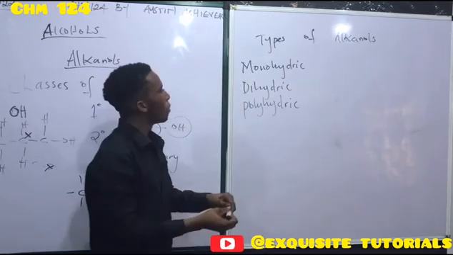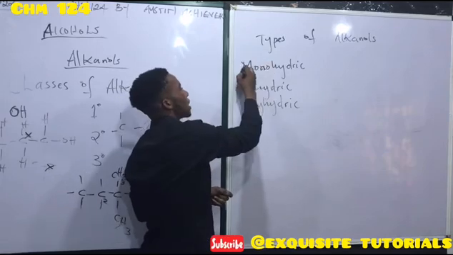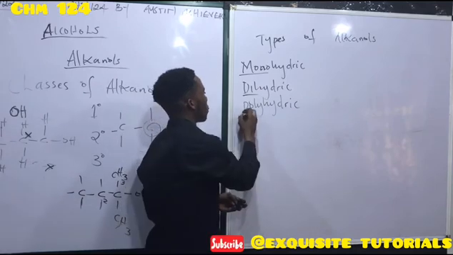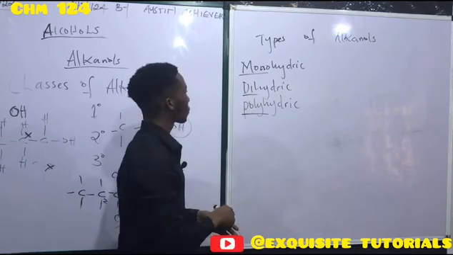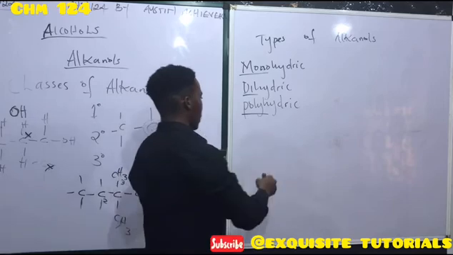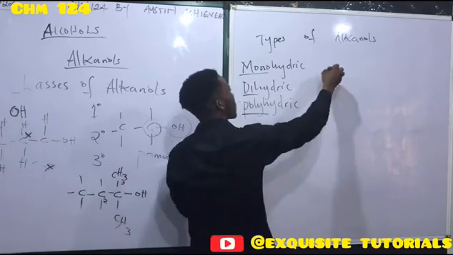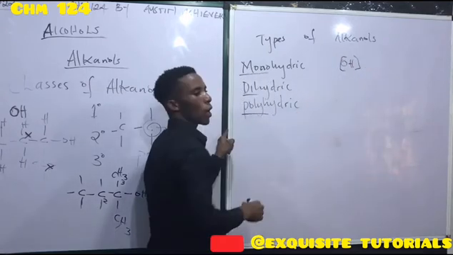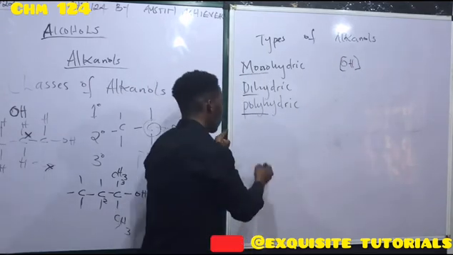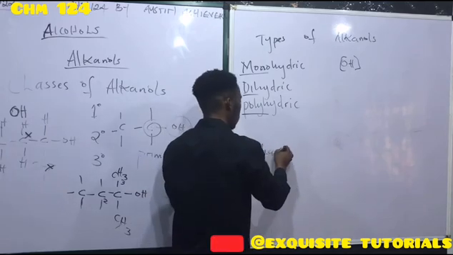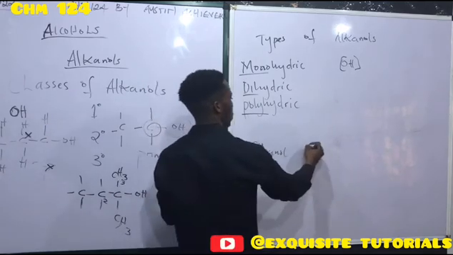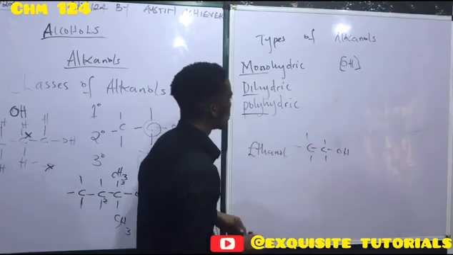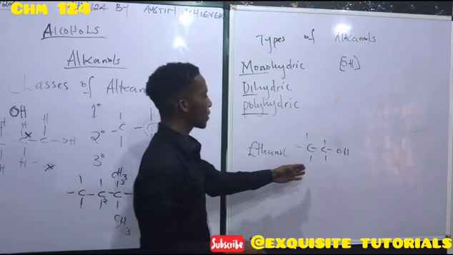Now, what are mono, di and poly? We all know that anything mono is 1, anything di is 2, and anything poly is 3. Now, what are the types? Very simple. Whenever an alkanol has one hydroxy functional group, we call it a monohydric alkanol. For example, ethanol. This is ethanol, a monohydric. Why is it a monohydric?